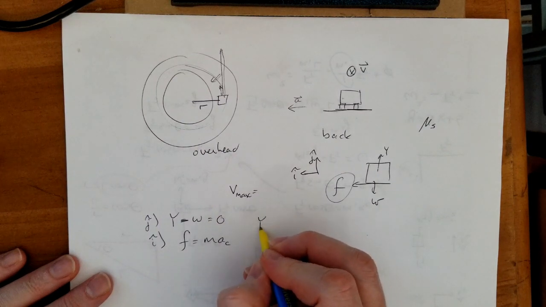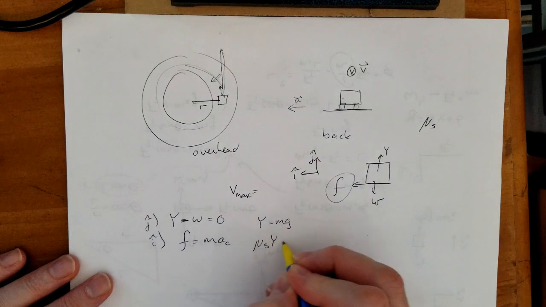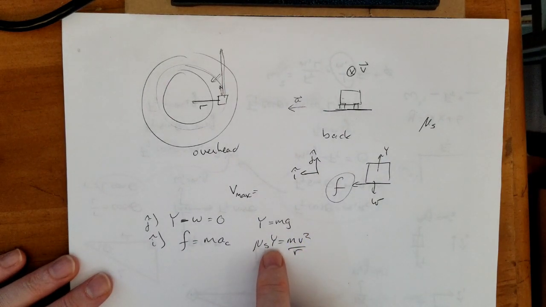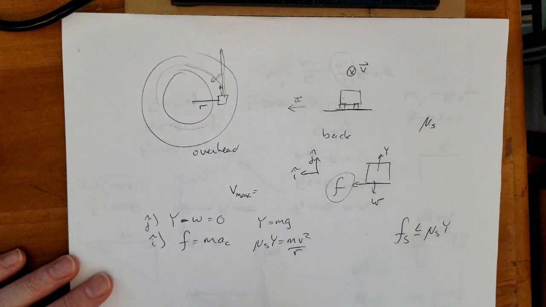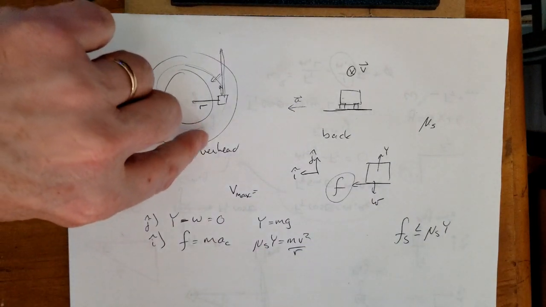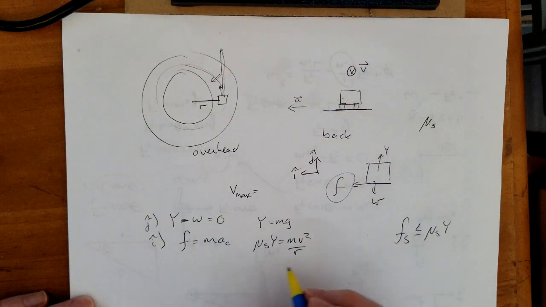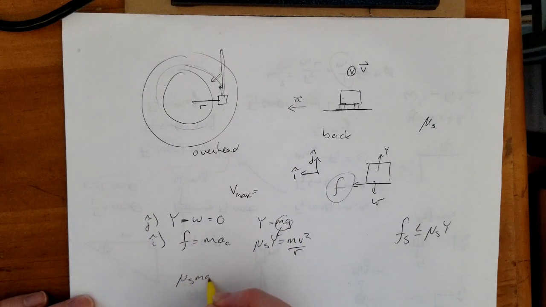Substitution now, so I have N equals mg, and down here I have mu_s N equals mv squared over r. The reason why I can plug in mu_s N, if you recall, is that static friction is less than or equal to mu_s N, but I'm looking at an extreme here. I want to figure out the maximum speed, and so I'm going to be at that maximum static friction. And so plug that into here. I have mu_s mg equals mv squared over r.